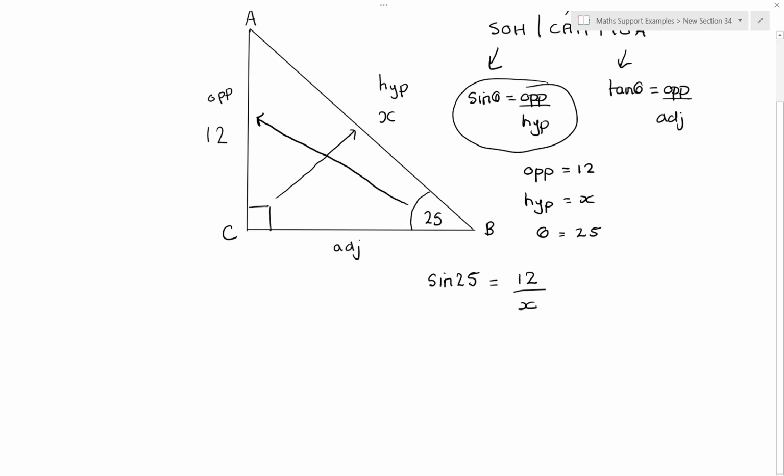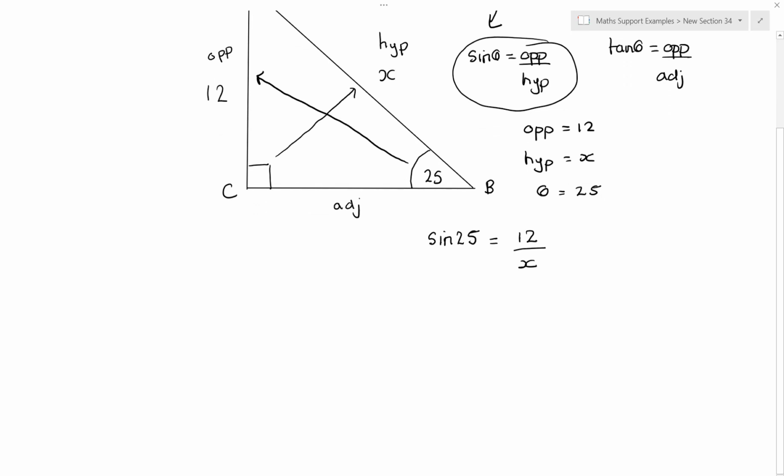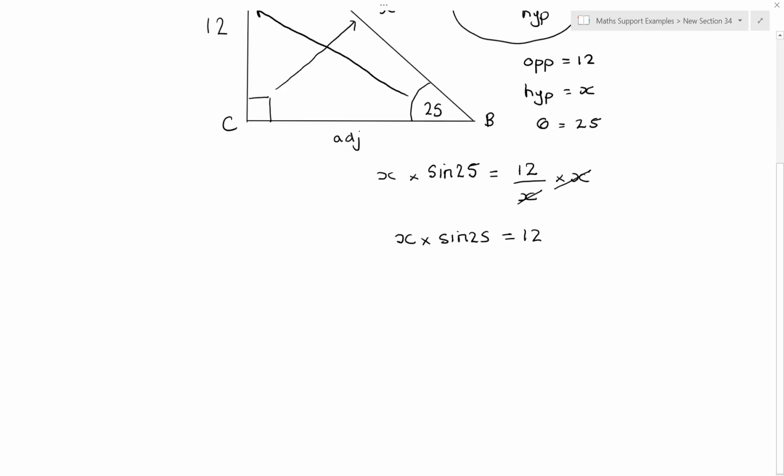I now need to rearrange to find x. So the first thing I should do is multiply both sides by x. So it cancels on the right hand side. So we see we have x times sine 25 is equal to 12. But we want to get x on its own, so I need to divide both sides by sine of 25. So I see that x is equal to 12 divided by sine of 25.